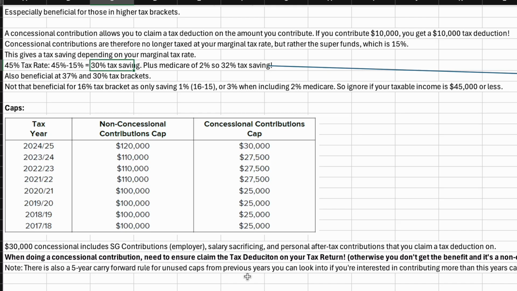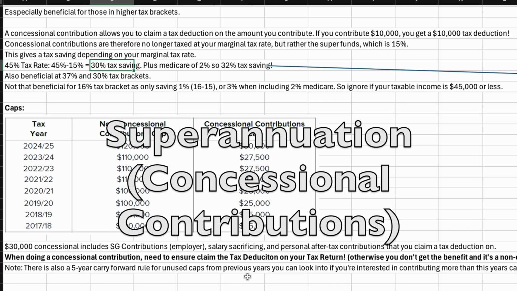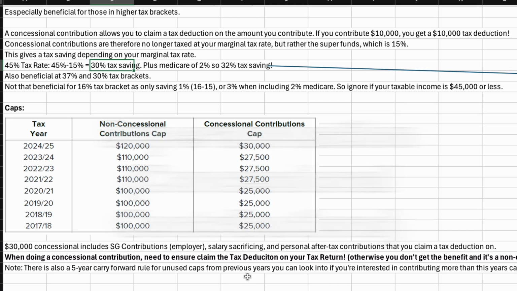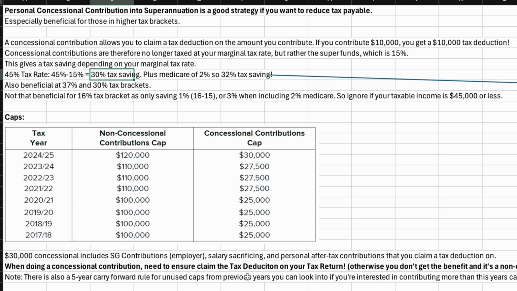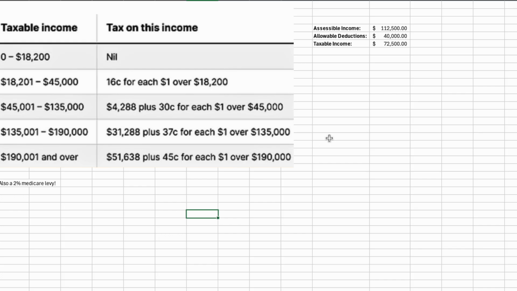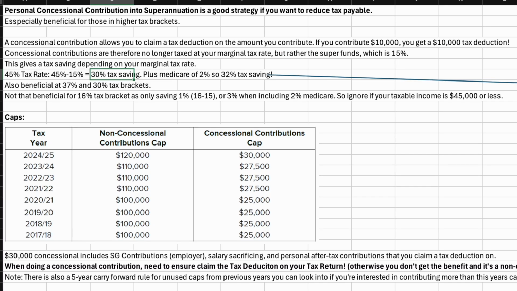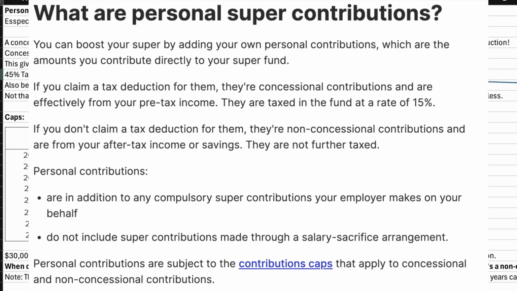Now we're going to move on to some of the more not complicated but less common methods. The first one is superannuation. Superannuation is one of the best tax dodges you can do. So this one is for if you know you're going to have to pay a lot of tax and you want to try to reduce it. So you've already calculated what you think your taxable income is going to be, and it's up pretty high and you want to reduce it. You can do a personal concessional contribution into your superannuation.